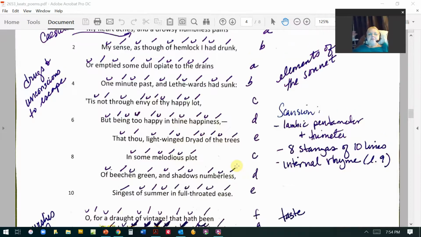So he's saying, I'm not wishing that I could drink myself into oblivion because I envy you that you're happy and that you have happiness, right? Here I am miserable. So again, he's like, I'm not like some people who just delight in other people's misery and are miserable in other people's happiness, right? He says, I'm too happy, right? Listening to you. And again, he's singing in full-throated ease.